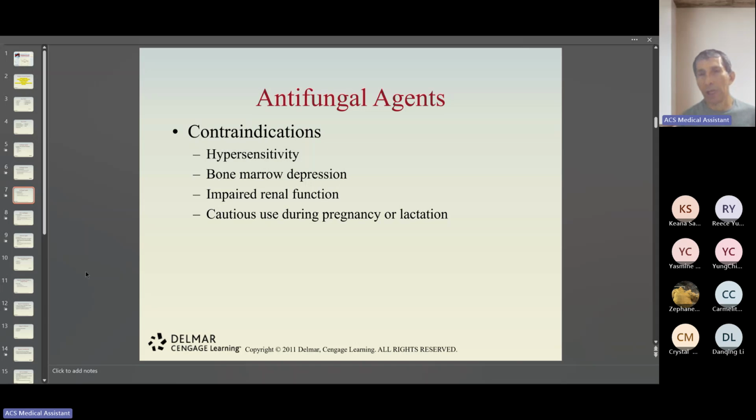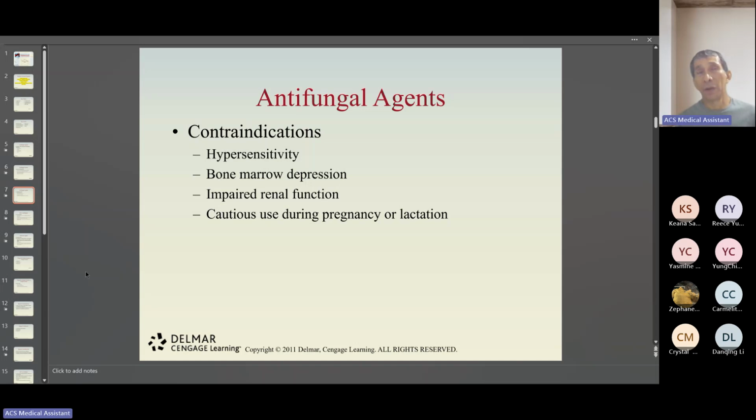Contraindications for antifungal agents or medications. Just like any other medication, remember, whether it's an antibiotic, antifungal, or antiparasitic, we have to take into consideration allergic reactions, whether the patient is allergic to the medication or to any of the ingredients. If you are allergic or hypersensitive to these particular medications, you shouldn't be using them at all.